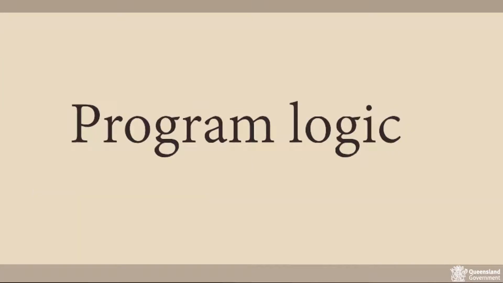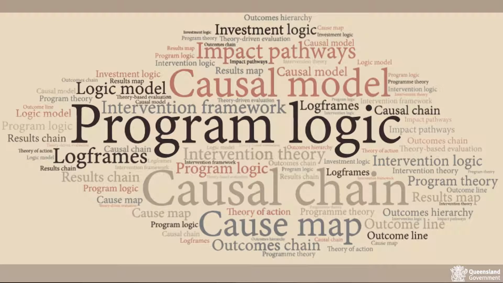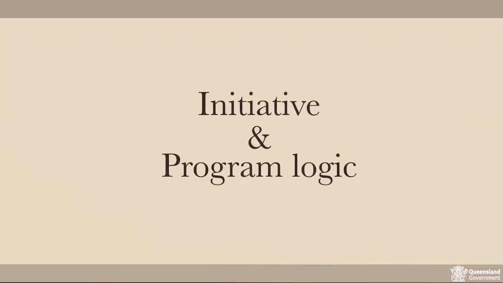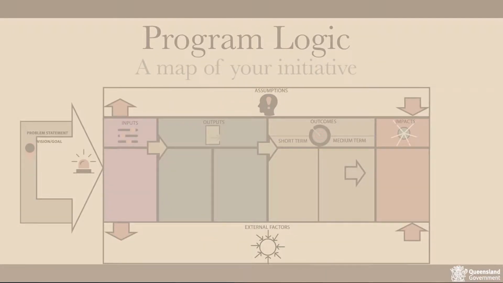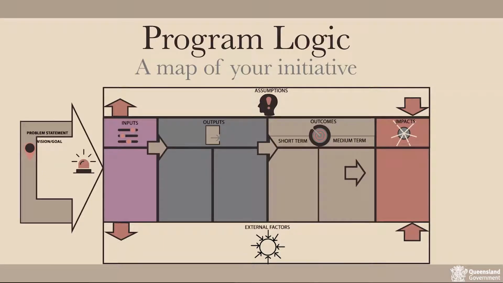There are a number of different words used to describe program logics and how they are documented. The vocabulary can be very confusing as it varies depending on the field people are working in. But they all essentially describe the same thing. The terms we will use here are initiative and program logic. The initiative is an activity to cause change, such as a training program to reduce domestic and family violence, and program logic refers to a map or diagram of your initiative.